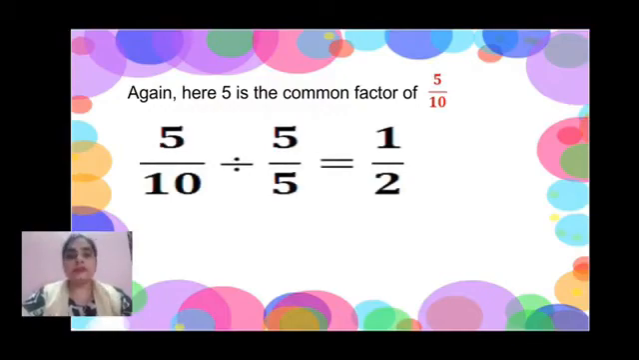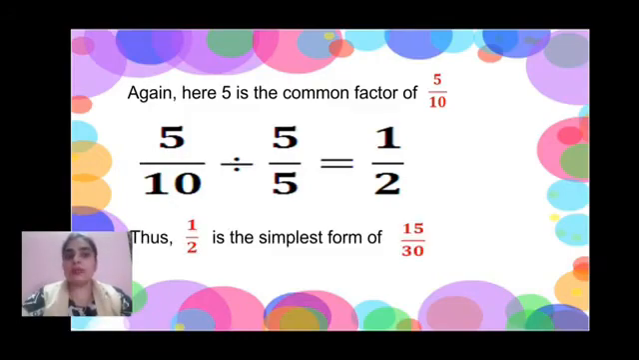So when you will divide 5/5, you will get 1. And when you will divide 10/5, you will get 2. So is 1/2 in its simplest form? Yes. So thus 1/2 is the simplest form of 15/30.